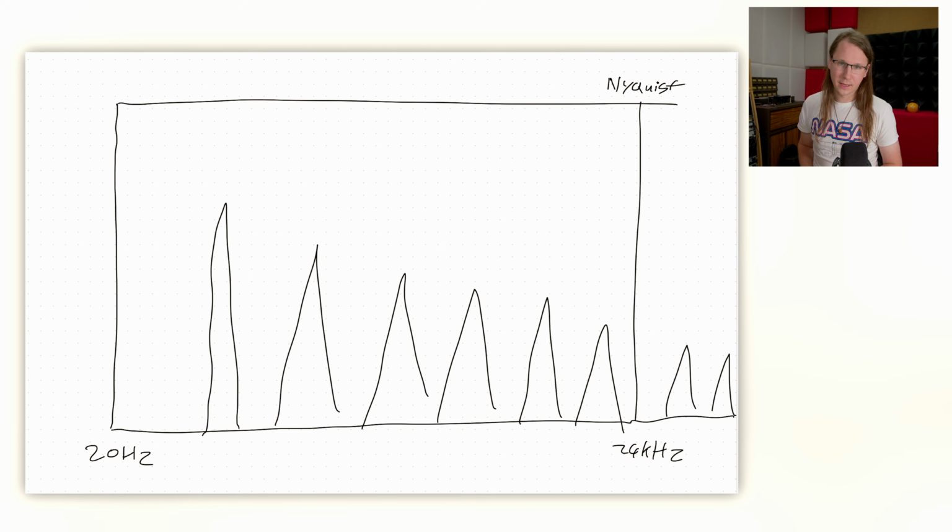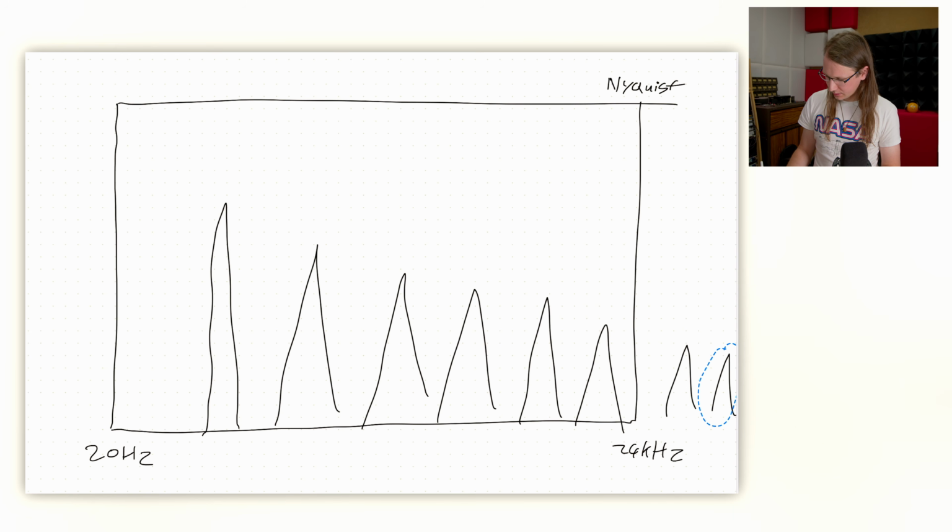But there is a problem. And the problem is that those frequencies do not exist. The calculations and the math do not work that way. So what basically happens with these tones is they get mirrored and folded back into the audible spectrum like this. And this phenomenon is called foldback distortion or aliasing distortion.